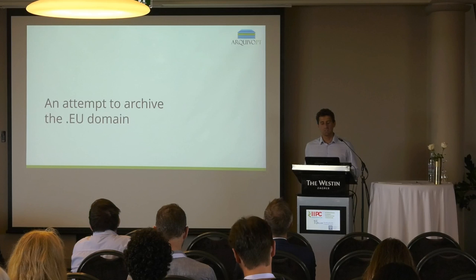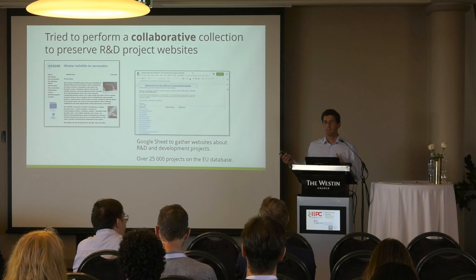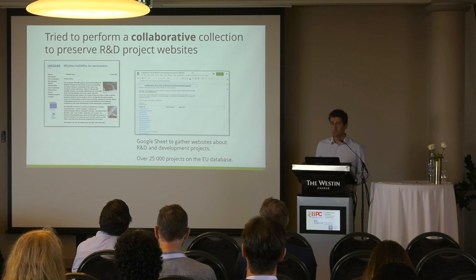In the beginning we tried to do a special collection to preserve research and development project websites at a national and European level. So we created a Google Sheet and asked people to contribute, but soon we found out that, based on the Cordis database, there are over 25,000 projects. So this became quite a challenge to try to identify all these URLs.